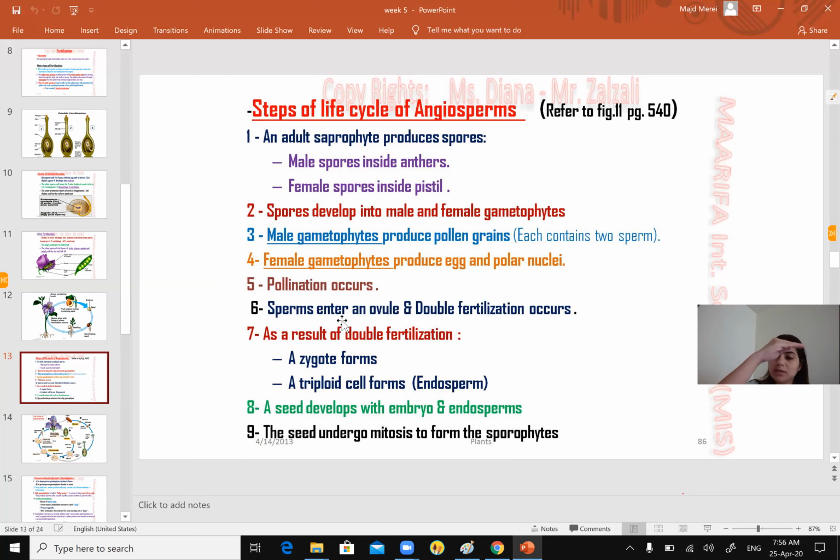After pollination, as we said, the pollen grain secretes enzymes. This will break the stigma. The pollen tube nucleus is formed, carrying the two nuclei. So sperms enter an ovule, then double fertilization occurs. As a result of double fertilization, a zygote forms, egg cell and sperm, 2N. This zygote will later develop into the embryo. A triploid cell forms, which is the endosperm.